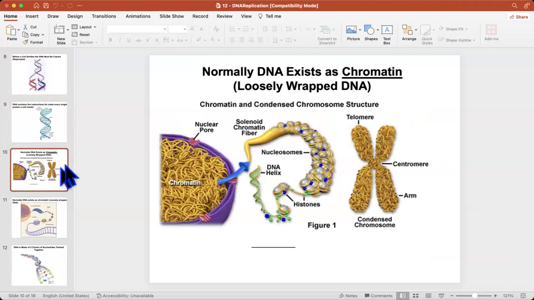Okay, so now let's look at the DNA. It stays inside the nucleus. Most of the time, it is a loose structure. I call it spaghetti because it looks like spaghetti, but its actual name is chromatin. So that loose DNA structure is called chromatin. And you're more familiar with the term chromosome.